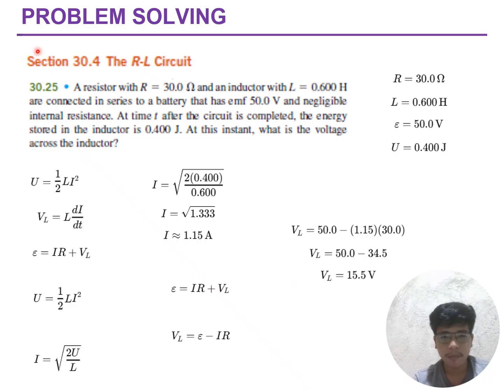At this point, the answer is V sub L equal to 15.5 volts. So at this instant, part of the battery energy is stored in the magnetic field of the inductor, and the rest is being dissipated as heat in the resistor. As time increases, the inductor voltage will continue to decrease, and the current approaches its steady maximum value.